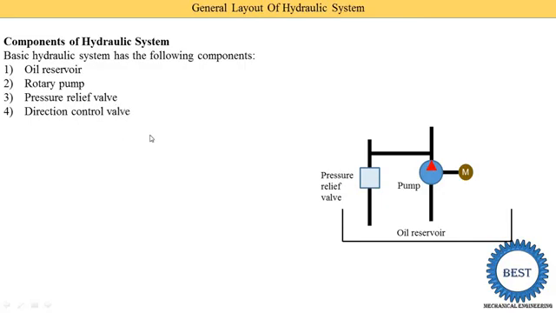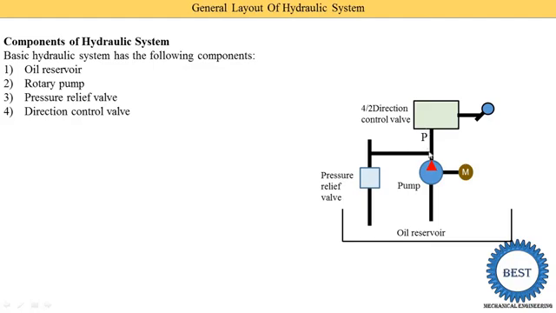The fourth one is the direction control valve. We will understand all these components in detail later on. First we see what the various components are, so we just make the list. Here you see it is a 4x2 direction control valve. A 4x2 control valve means there are 2 inlets and 2 outlets, a total of 4 ports.